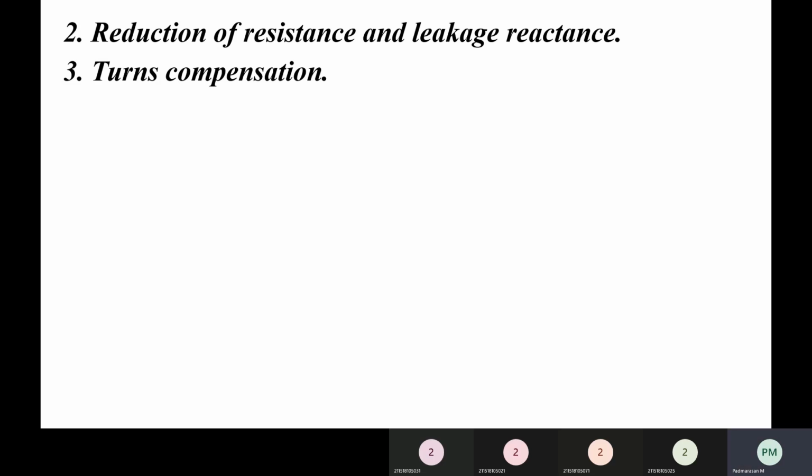And the second difference is, in current transformer, the winding carries full line current. But in potential transformer, the winding is impressed with full line voltage. And the third difference or third comparison is, the primary current is independent of the secondary circuit conditions. But in potential transformer, the primary current depends on the secondary circuit conditions.